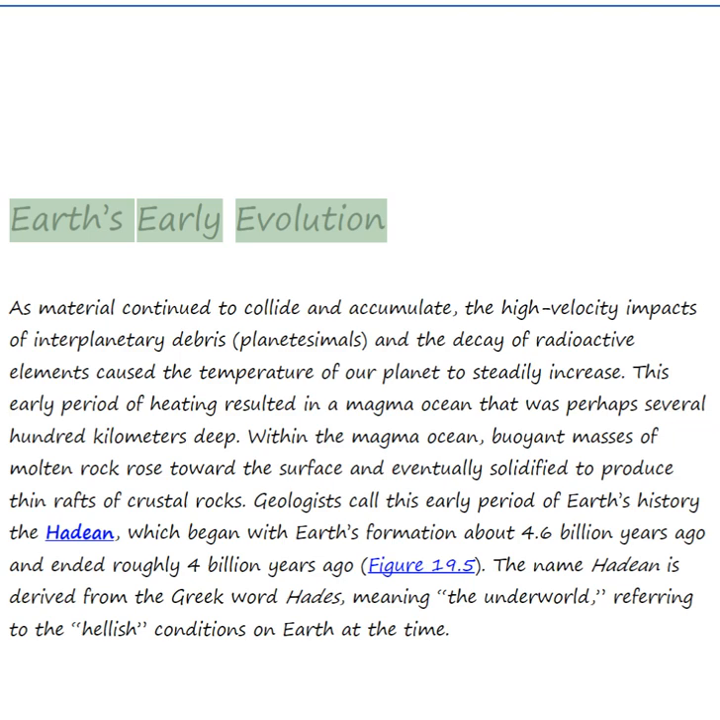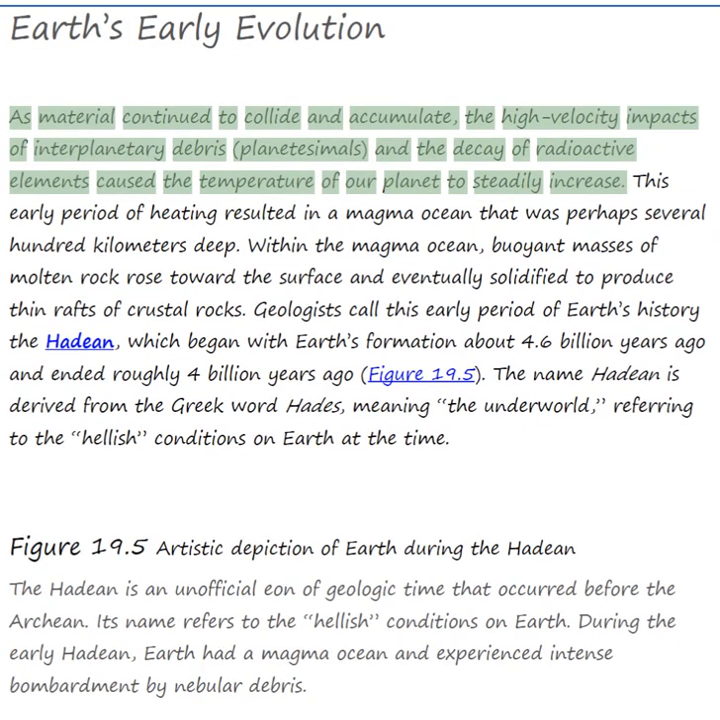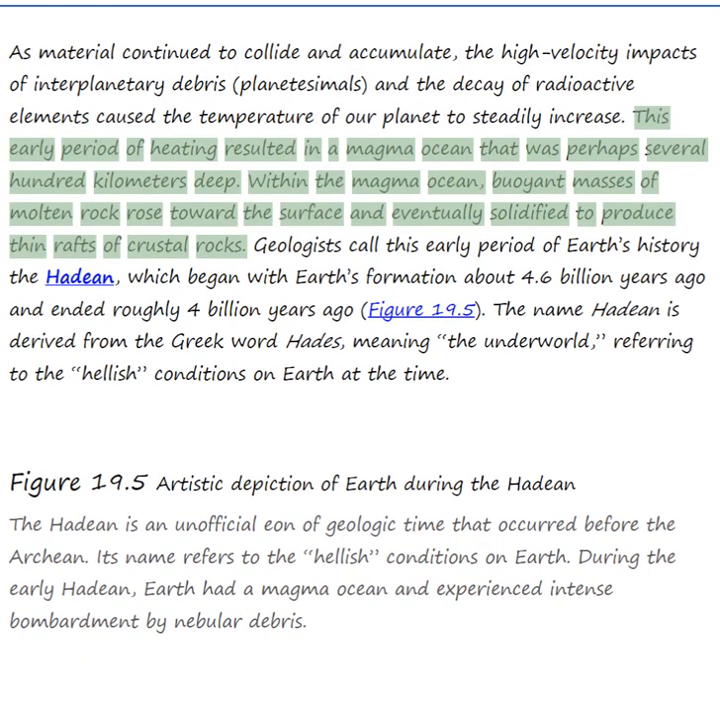As material continued to collide and accumulate, the high-velocity impacts of interplanetary debris and the decay of radioactive elements caused the temperature of our planet to steadily increase. This early period of heating resulted in a magma ocean that was perhaps several hundred kilometers deep. Within the magma ocean, buoyant masses of molten rock rose toward the surface and eventually solidified to produce thin rafts of crustal rocks.